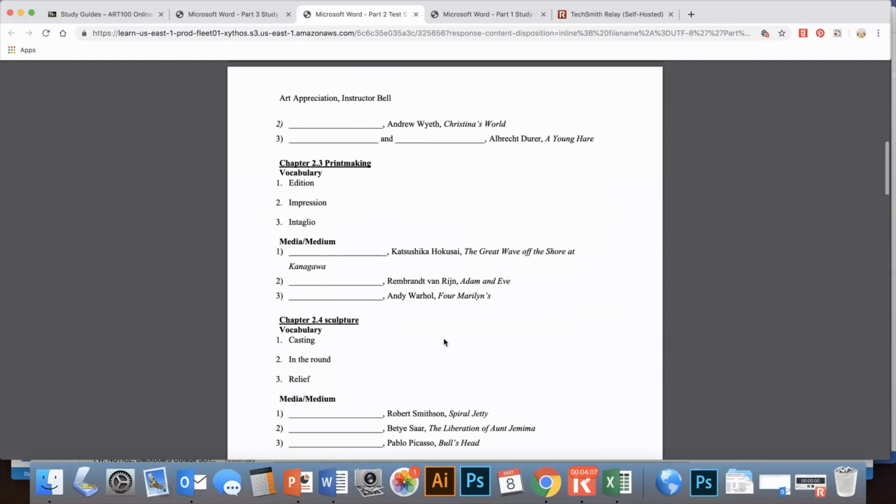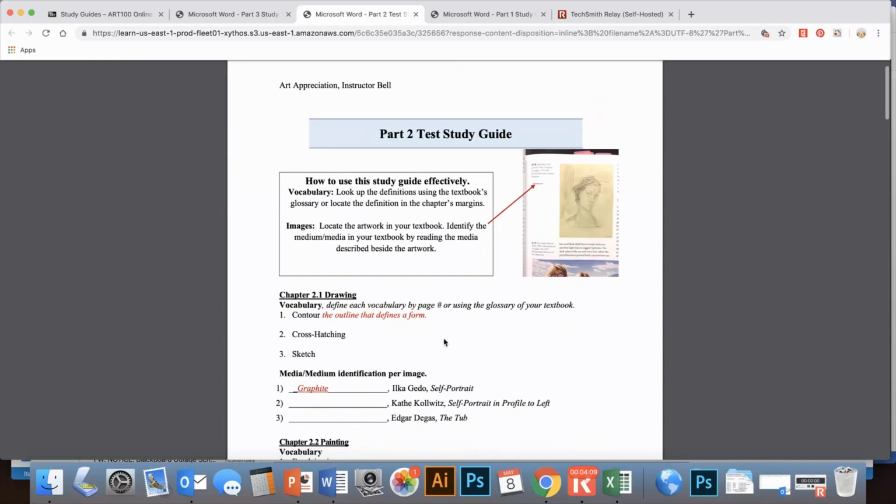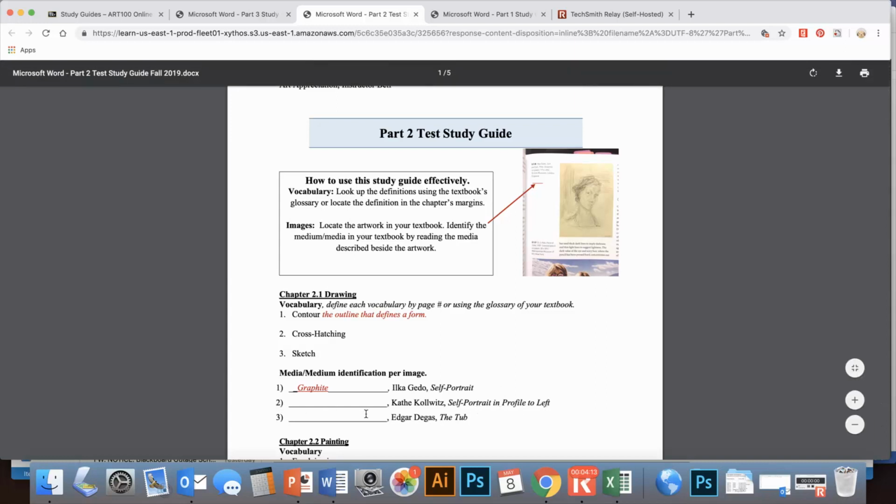Well, I don't, but hopefully that will click. If it doesn't, you can ask me. But the self-portrait in profile to the left, I believe, is in charcoal. The Tub by Edgar Degas is in pastels. So, like I said, you can see what the medium or media is just by finding the title there on the side margins next to the image.